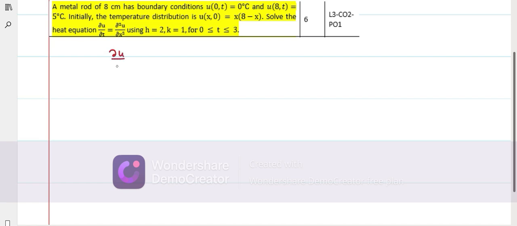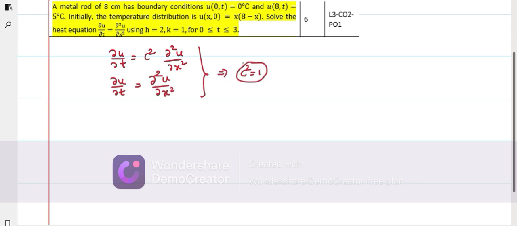Dou u by dou t equals c square into dou square u by dou x square. Dou u by dou t equals dou square u by dou x square. Comparing these two equations, we have c square equal to 1. Second step: a metal rod of 8 cm has boundary conditions.